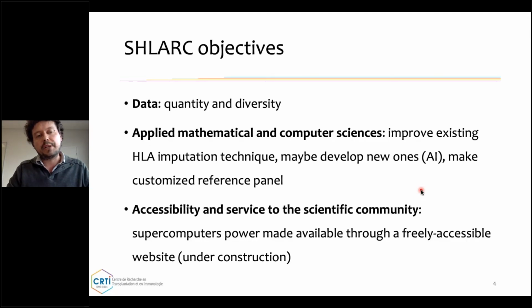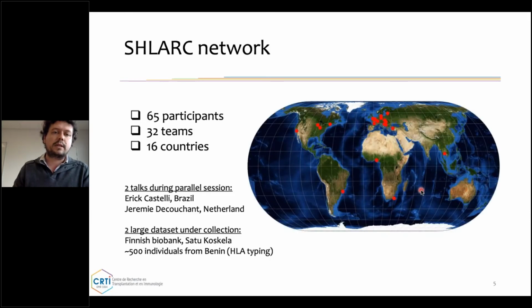The third objective is to create a website that would be accessible to everybody, so anybody could impute their HLA from their own data, and have a customized reference panel to better impute their HLA. This network now has 65 participants from 32 teams across 16 countries.